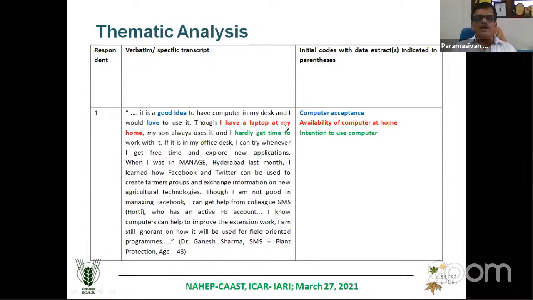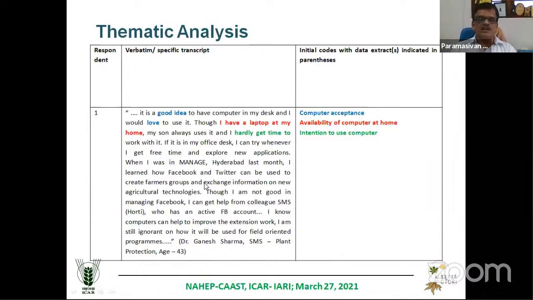And I have a laptop at my home: availability of the computer at home. I hardly get time to work with it: this means the intention to use the computer, but it is not possible. If it is in my desk, I can try whatever I get, whenever I get free time, and explore new applications. This means he has a motivation to explore new applications. This is called motivation here. And when I was in MANAGE last month, I learned how Facebook and Twitter can be used to create farmers groups and exchange information on new agricultural technologies.